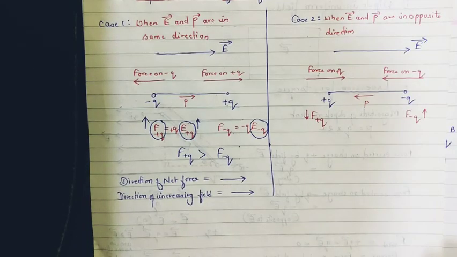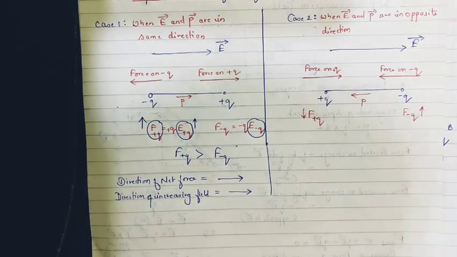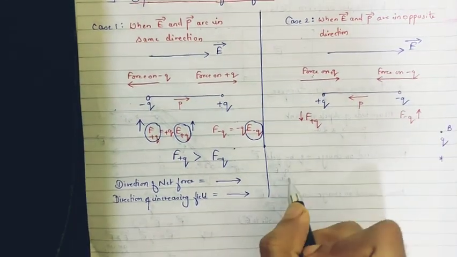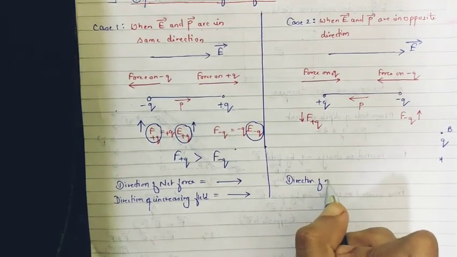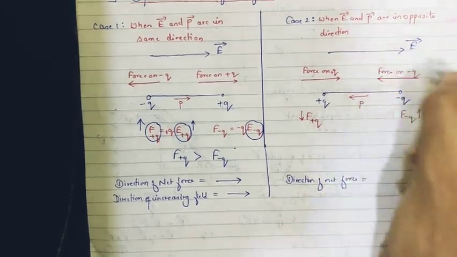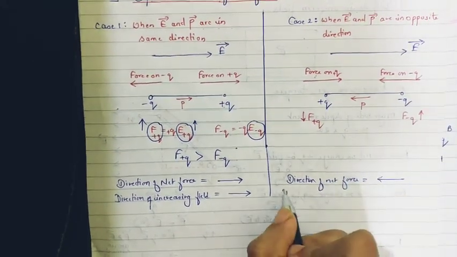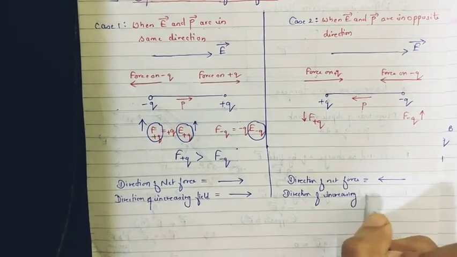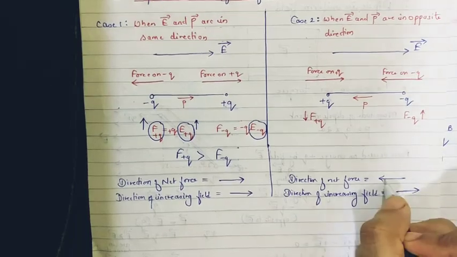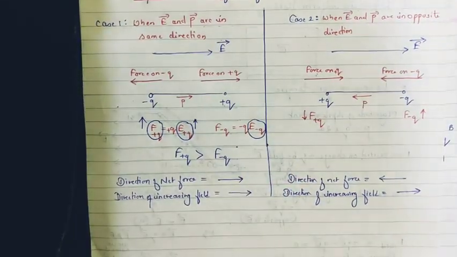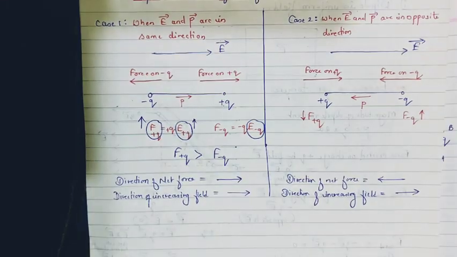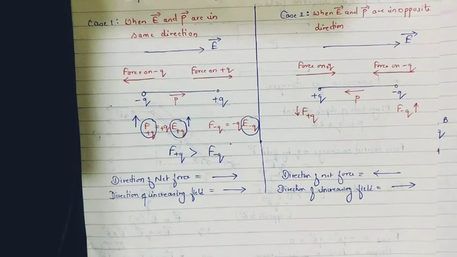So what will be the direction of the net force? It will be the same as the direction of the force applied on minus Q, because this will be higher, the electric field is high over here. So the direction of net force is going to be this direction, this way. And the direction of increasing field, as we have already noted down, is going to be this way. So if you see, when E and P are opposite to each other, the direction of net force and the direction of increasing field are opposite. So this is all about your dipole placed in a uniform field and non-uniform field.